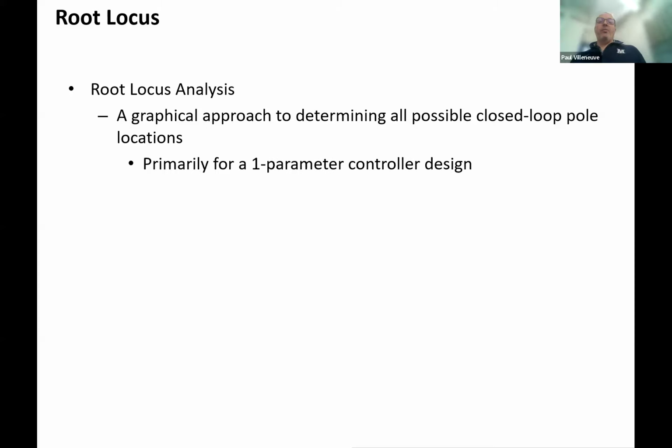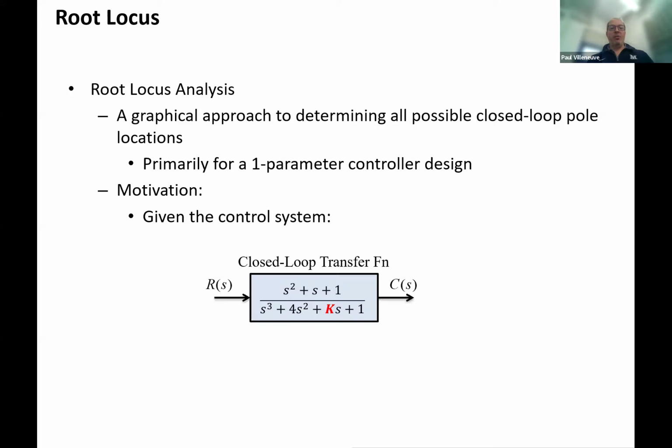So it's only for one parameter controller design. Again, that value of K is a real number. That's the most important part. This value of K is variable or adjustable. It is a variable that you can specify whatever value you want, and we're going to move it around to get the operating characteristics that we desire.